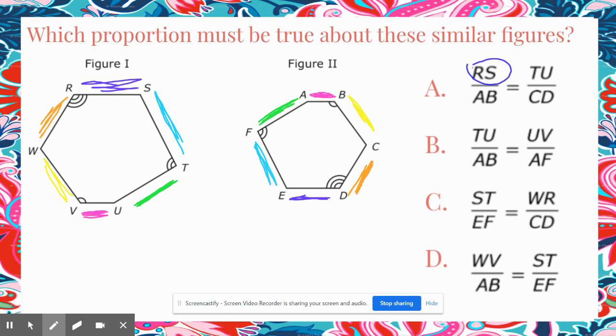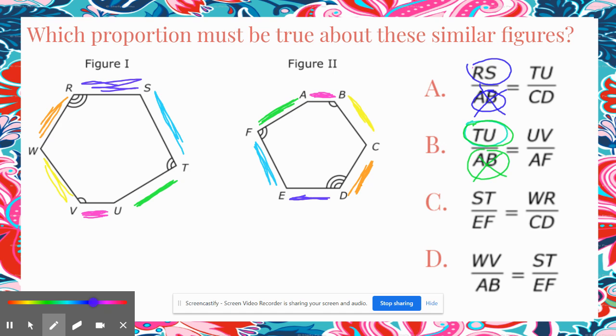So I'm going to look to see, is AB blue? AB is not blue, it's pink. So that's not the right answer. TU, I'm going to look for TU. That is green. Oh, sorry, I guess that's not a very good green. TU is green. So I'm looking for AB. Is that green? No. AF is green. So that's not true.